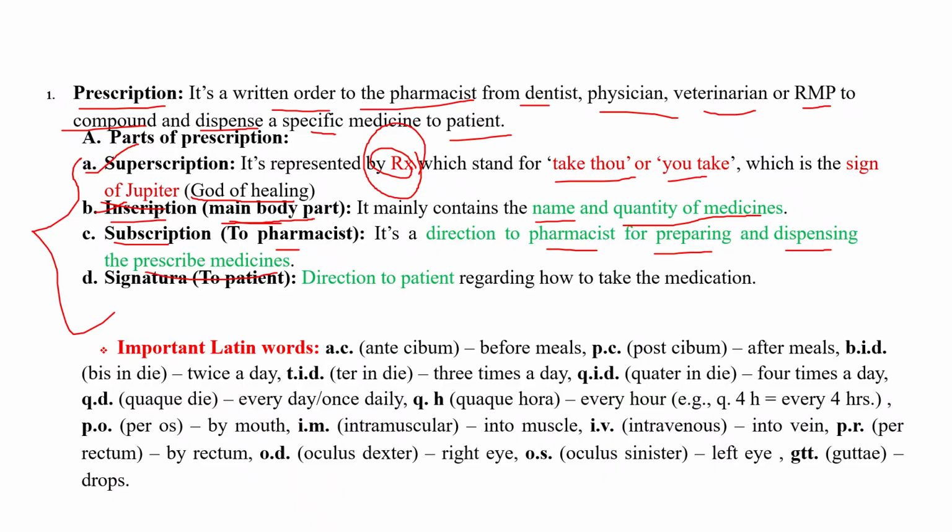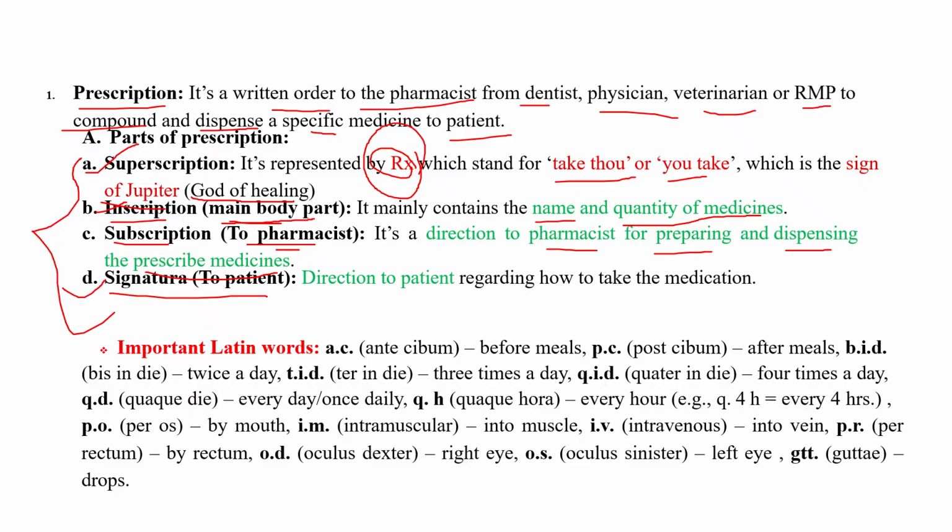First, superscription Rx, written by the doctor. It means take the, or you take, or sign of Jupiter, god of healing. Next part, inscription, nothing but the quantity and name of medicine, meaning the ingredients. Next, subscription, where the medicine will be dispensed or compounded. Who will do that? The pharmacist. So subscription is nothing but the direction to the pharmacist for preparing as well as dispensing the prescribed medicine. Next important point, signature.